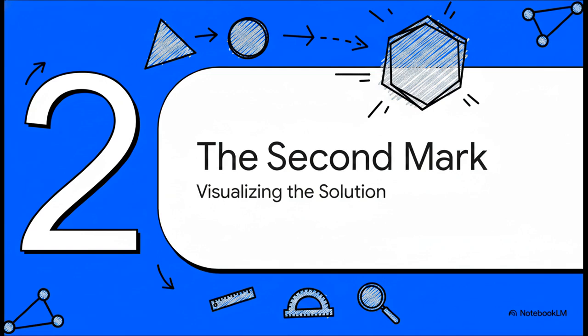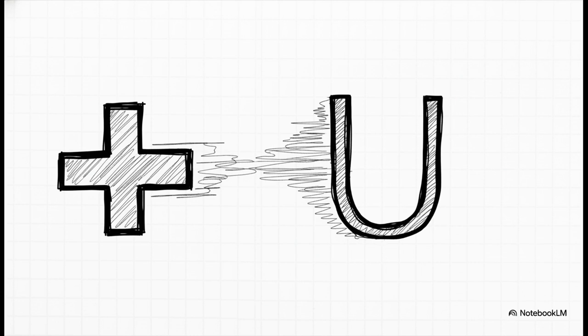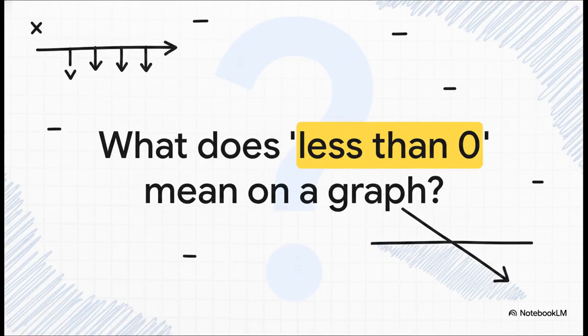Let's move on. Now, to get that second mark, we need to understand what these numbers we just found actually mean. And this is where it gets pretty cool. See, these values, -5 and 3/4, they aren't just random numbers. They're actual points on a graph. Specifically, they're the points where the graph crosses the x-axis. And think about it. If you were to multiply out those brackets, right? The 4x times the x, that gives you a positive 4x squared. And because it's a positive quadratic, we know for sure the graph is going to be a U shape, like a smiley face.